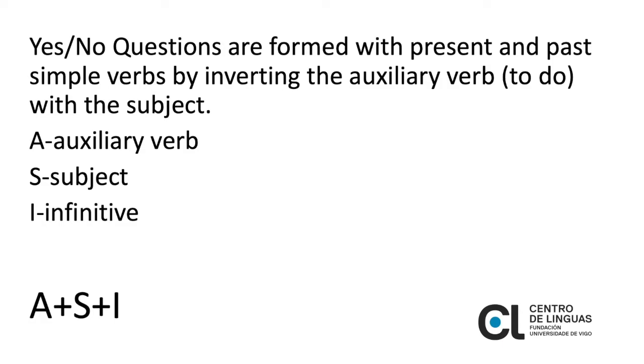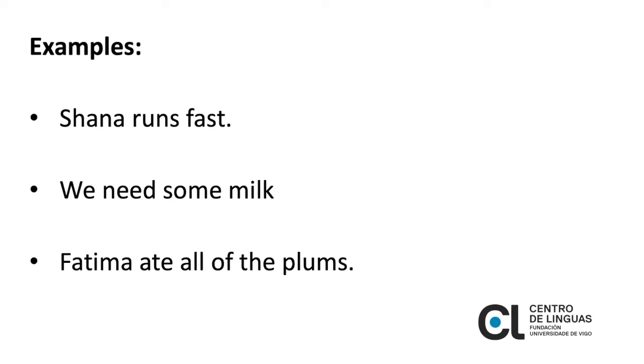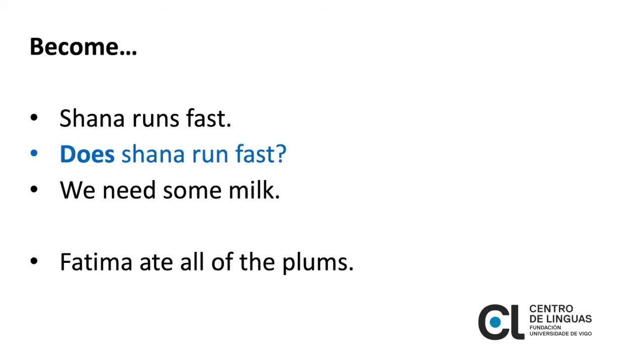We can form simple yes-no questions with the present and past simple verbs by inverting the auxiliary verb to do with the subject. Okay, so the normal structure is auxiliary verb, subject, and then the infinitive of the verb. Let's look at some examples. Okay, here we have some sentences, some statements. Okay, we're going to turn them into questions. Shauna runs fast. Okay, does Shauna run fast?